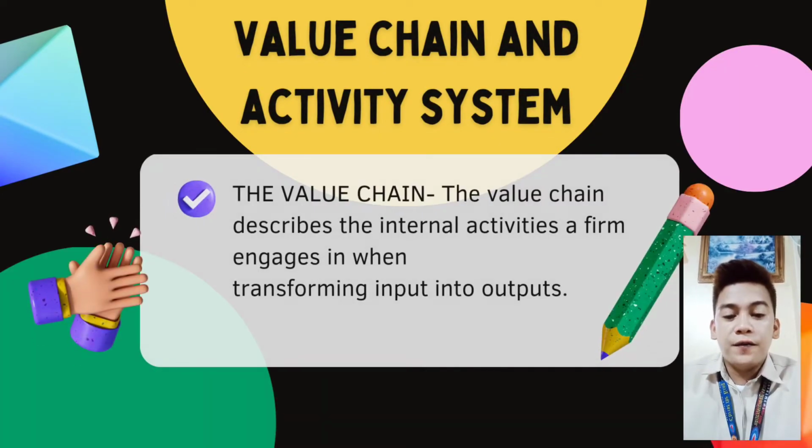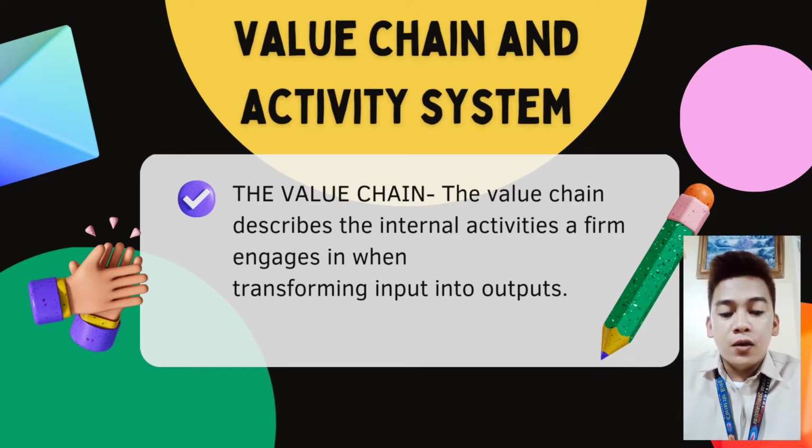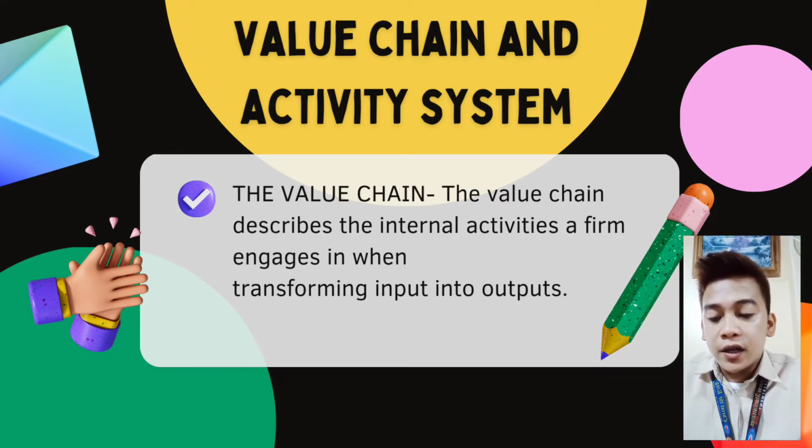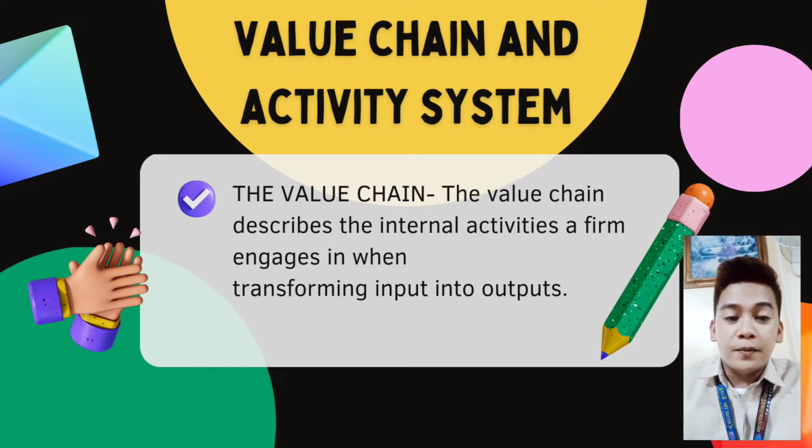Value chain and activity system. The value chain describes the internal activities a firm engages in when transforming inputs into outputs. Each activity the firm performs along the chain adds incremental value. Raw materials and other inputs are transformed into components that are finally assembled into a finished product or service for the end consumer. The value chain concept can be applied to basically any firm, from those in old line manufacturing industries to high-tech ones or even service firms.